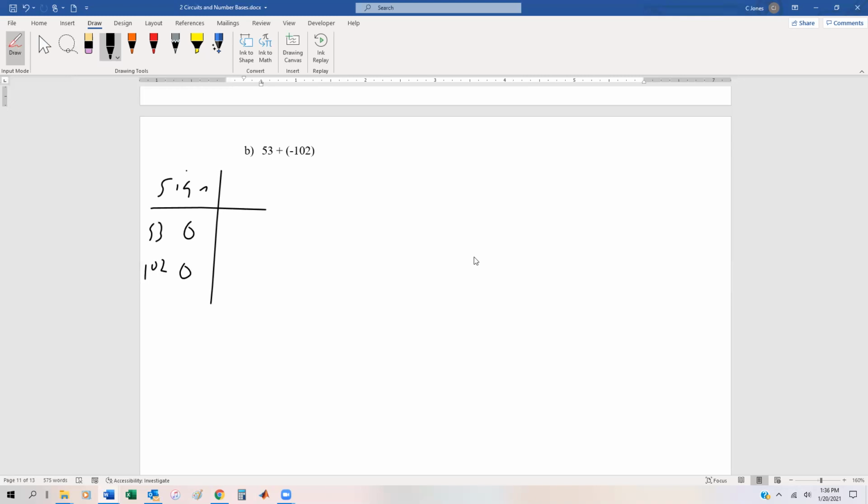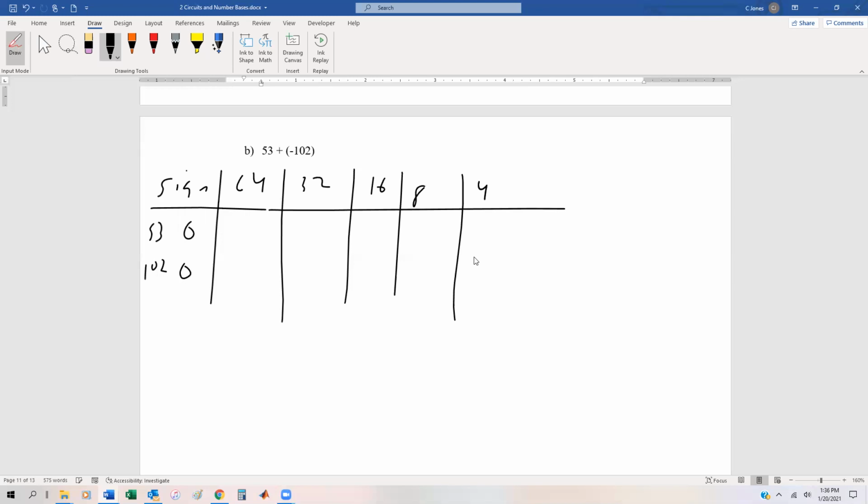No big deal. And then we have 64. And we could just go right down the list. So 64 and 32 and 16 and 8 and 4 and 2 and 1. And that's our 8 bits. All right, so let's start with 53. 53 is pretty easy.